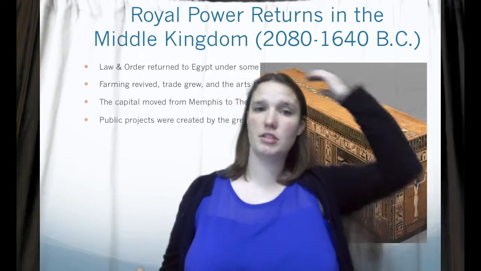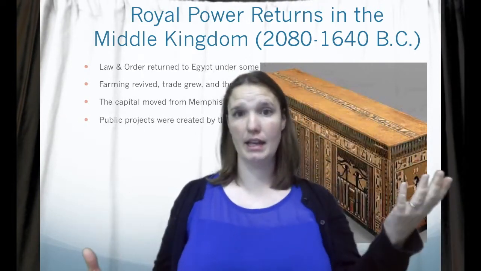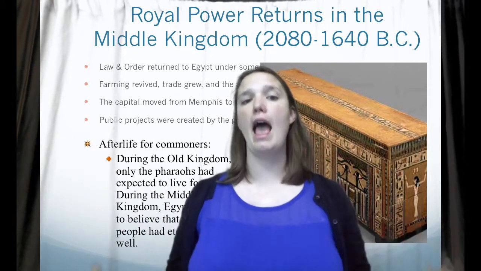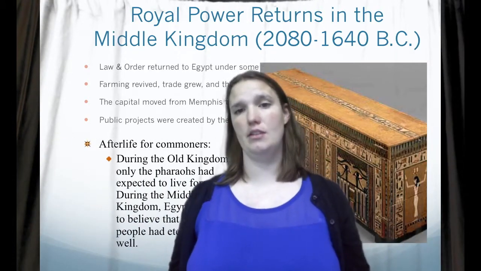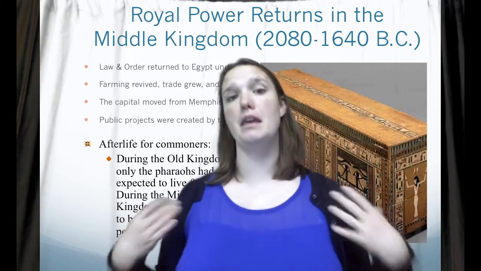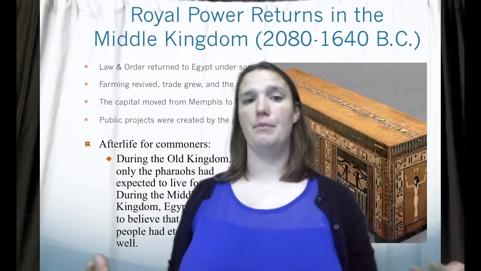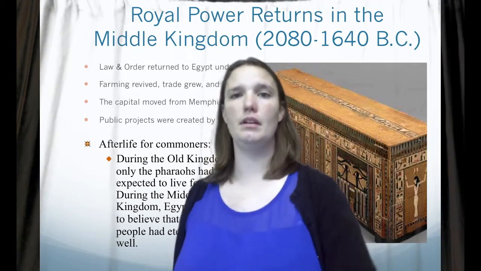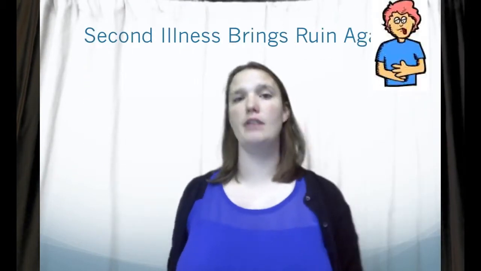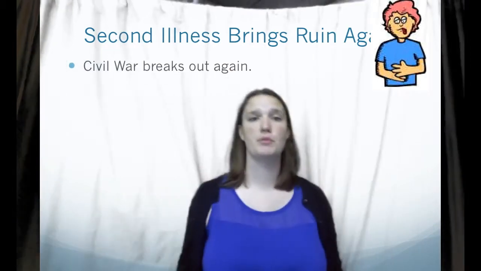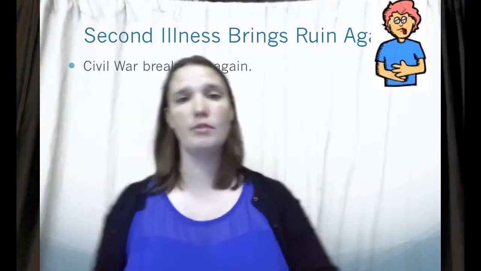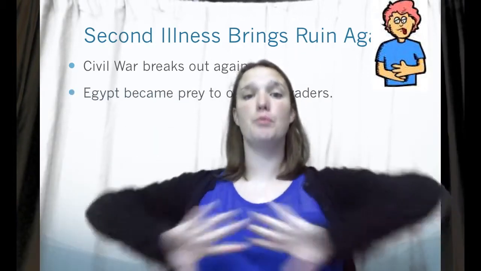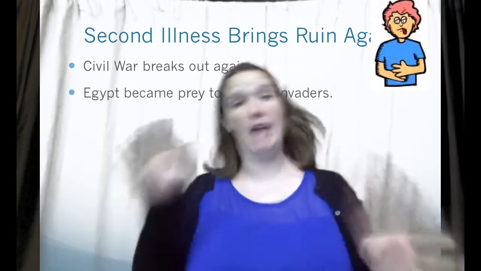Public projects were created, and we start to see everyone getting these fancy tombs or being mummified for their eternity. But there's another illness that comes about and brings ruin again. We get another civil war that breaks out. Egypt becomes prey to outsiders who are coming in and attacking them.